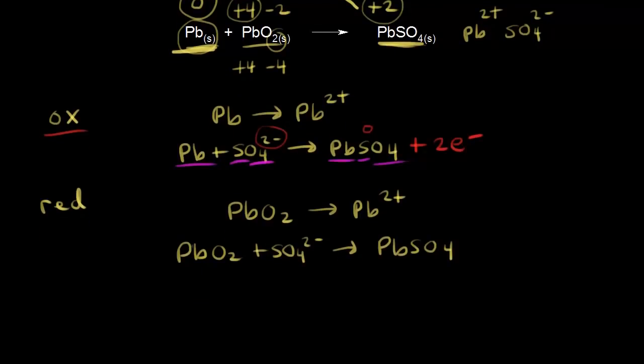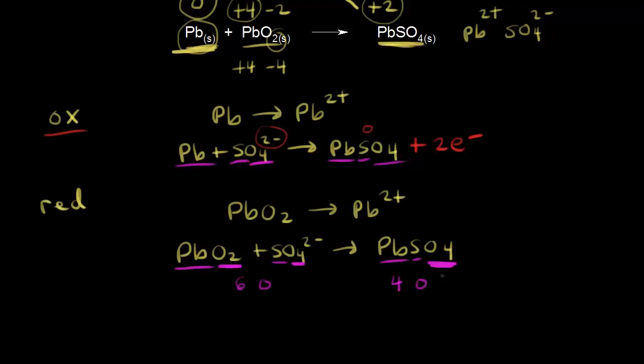Next, we need to balance our atoms. So we'll start with lead, 1 lead on the left, 1 lead on the right. And the sulfur is balanced too, 1 sulfur on the left, 1 sulfur on the right. We look at oxygen. So let's look at the left side here. We have 2 oxygens here and 4 here for a total of 6 oxygens. So 6 oxygens on the left. And on the right we have 4 oxygens.